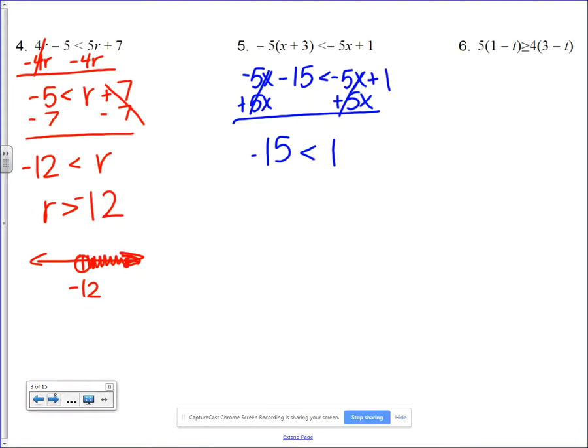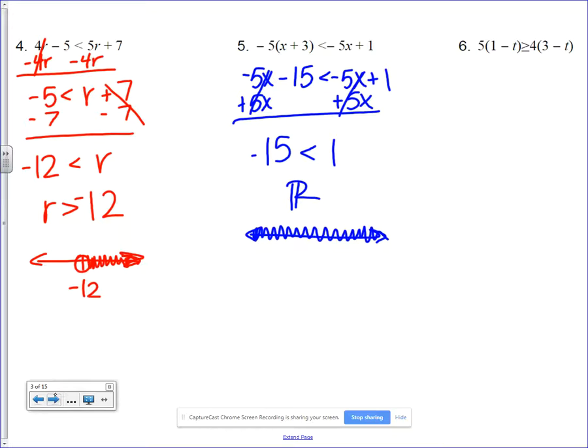So what are my answers here? If it's a true statement, all real numbers. What would that look like on a number line? How would I show all real numbers on a number line? I would shade across the whole thing. The whole thing is shaded because every number on there works.